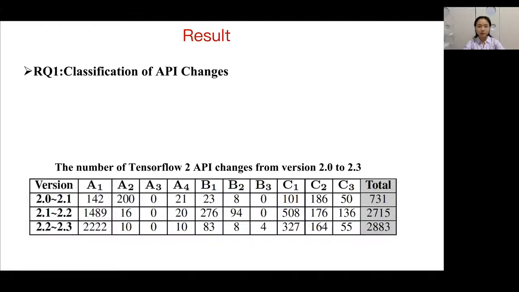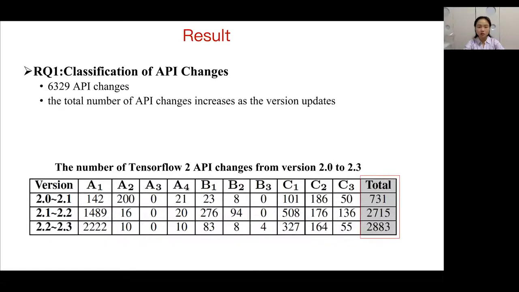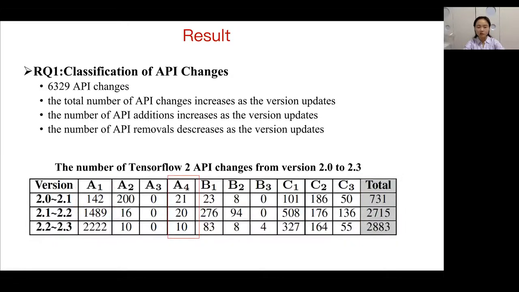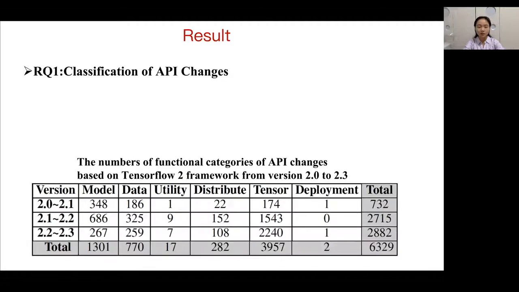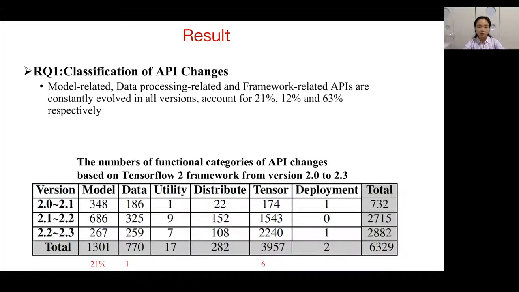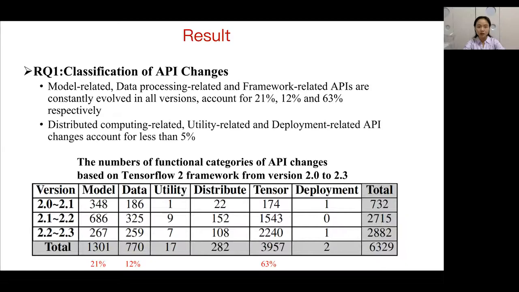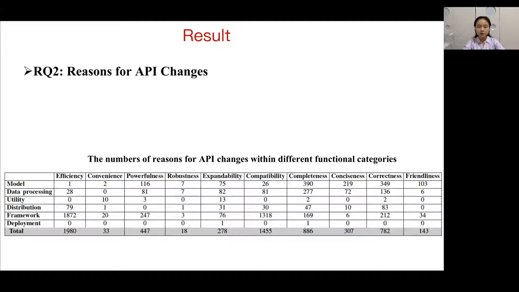Now the results. We mined 6,329 API changes. The table shows the total number of API changes increases as the version updates. The number of API additions increases, the number of API removals decreases, and the number of other types of API changes fluctuates as the version updates. The table also shows model-related, data processing-related, and framework-related APIs are constantly evolving in all versions, accounting for 21%, 12%, and 63% respectively. Distributed computing-related, utility-related, and deployment-related API changes account for less than 5%.